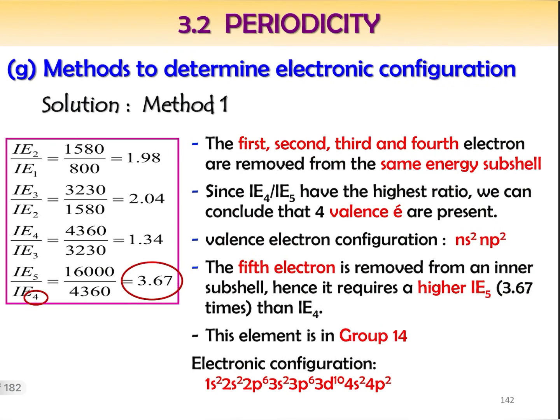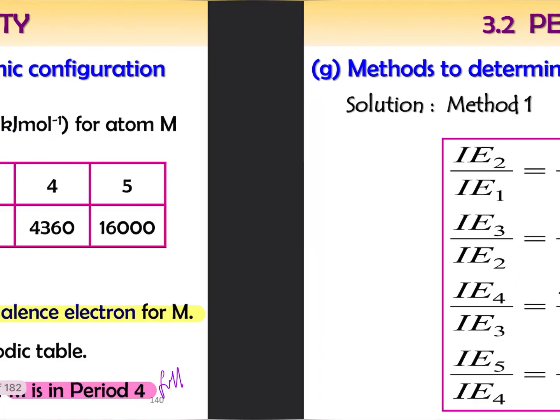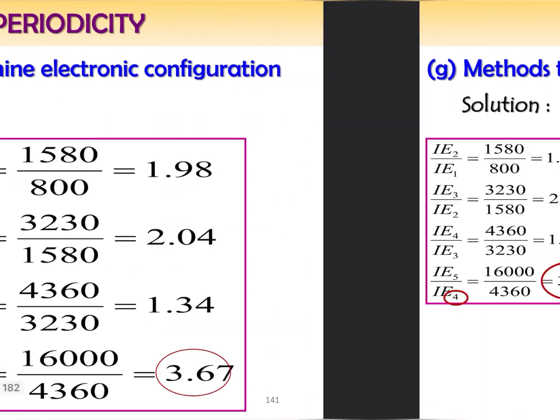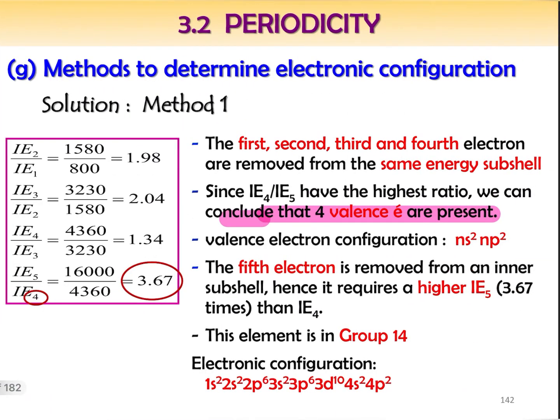So, from the set of data, since kita dah boleh tentukan dia punya valence electron, kita tahu we can conclude that it has 4 valence electron present. So the valence electronic configuration of M, kita mesti tulis dalam bentuk unknown begini: NS2 NP2. Why NS2 NP2? Because we have 4 valence electron.